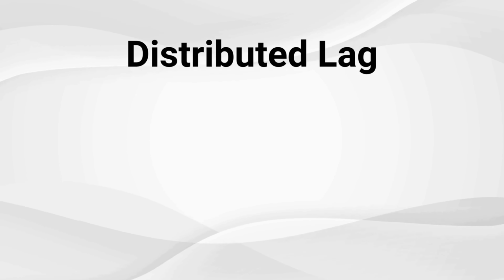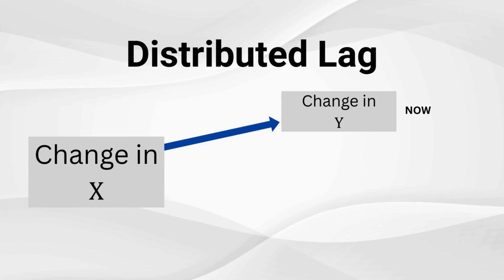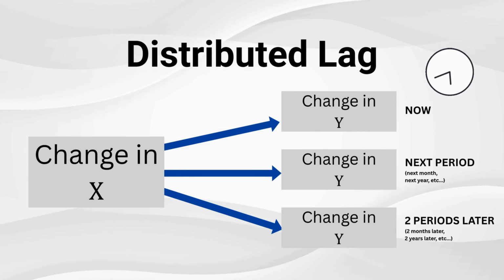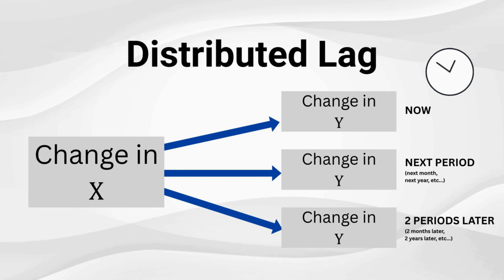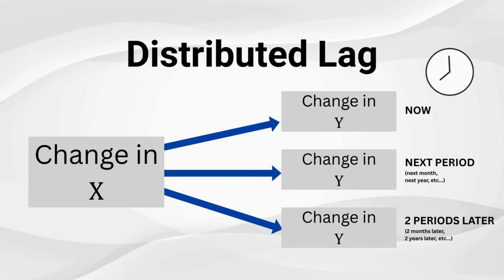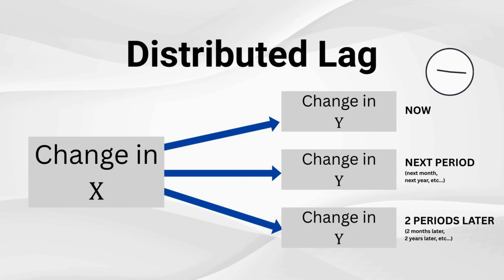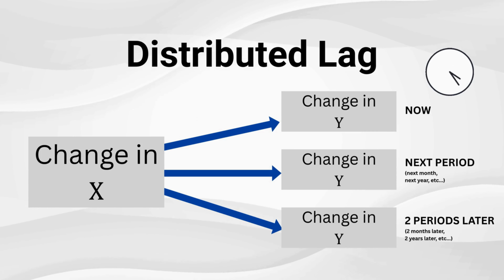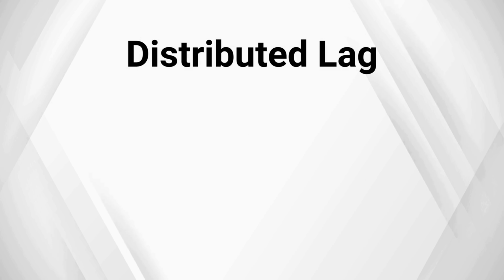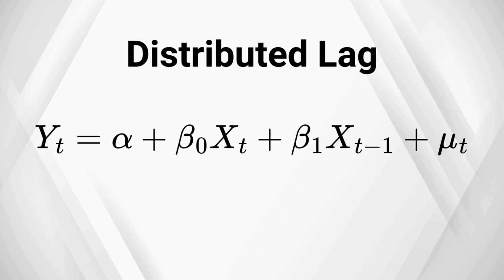Now, let's move on to the distributed lag part. This component is about how changes in one variable affect another variable over time. The lag refers to the past values, and the distributed means that the effect isn't just immediate, it's spread out or distributed across several past periods. In an equation, a simple distributed lag model might look like this.